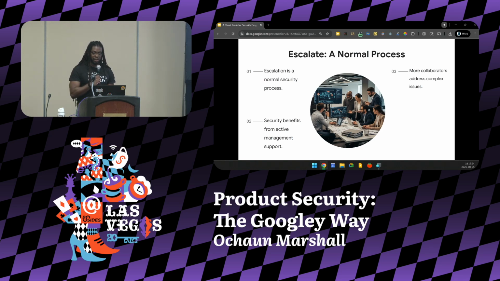And that links up with the second point. Security benefits from active management support. So a grassroots security effort where passionate individuals just work day and night is just not sustainable. Good security does not rely on heroics. And so shifting up means escaping the myth that leadership doesn't have to be involved. You need to put them in a position to do what leaders and managers do best. Prioritize resources, make difficult trade-offs between features and security work, and unblock cross-team dependencies. The active support that you can get from management can be a game changer.